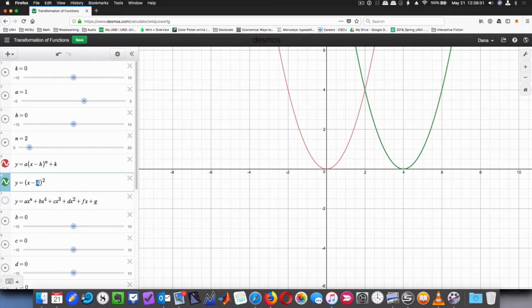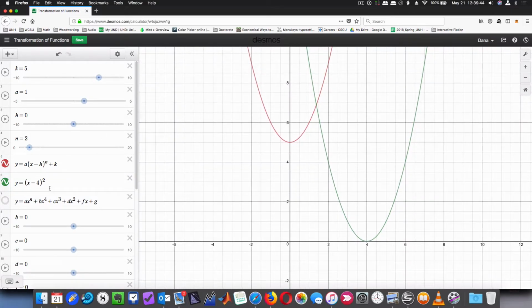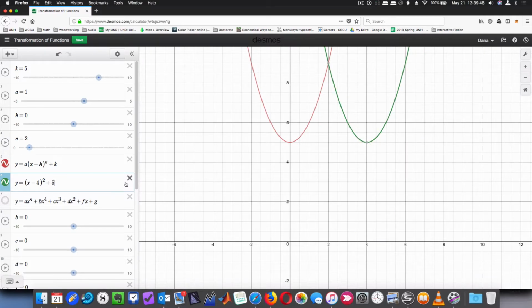And so it's shifting to the right 4 units. Now if I change k to be plus 4, let's make it plus 5 just so it's different. If I add a plus 5, it also shifts it up. And then of course if I make this h a 4, it matches up, they line up, and they're the same function.